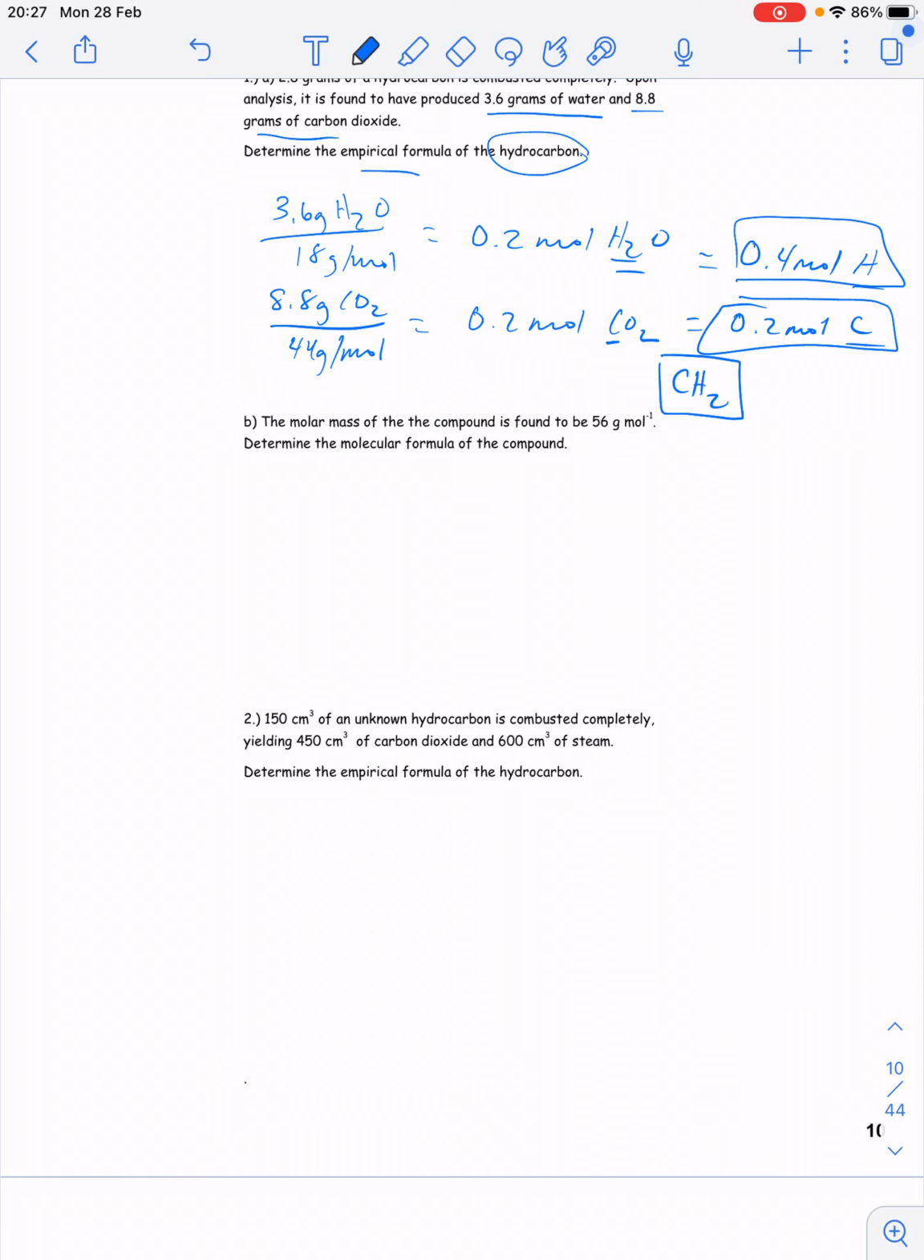The molar mass is 56, and a little review from topic 1. This empirical formula weighs 14 because of the 1 carbon and 2 hydrogens. So how many times bigger is 56 than 14? Well, it's 4 times bigger. So the actual molecular formula is C4H8.